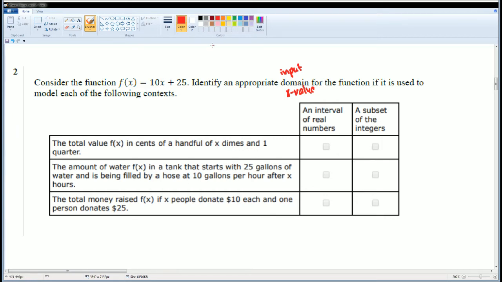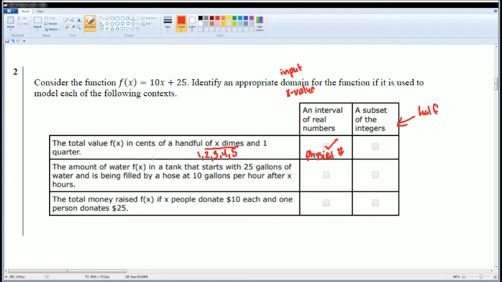Okay, so think about the input here. The input is a handful of dimes. Okay, you can only have 1, 2, 3, 4, 5. So this is only whole numbers, right? So this would work. These are physical whole numbers if you think about it. Here it wouldn't work. Here this is like having a half. Okay, you can't do that.